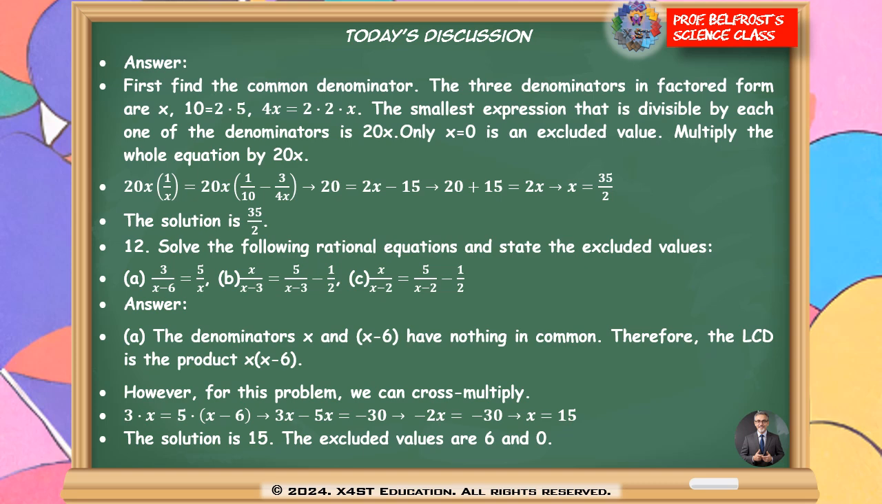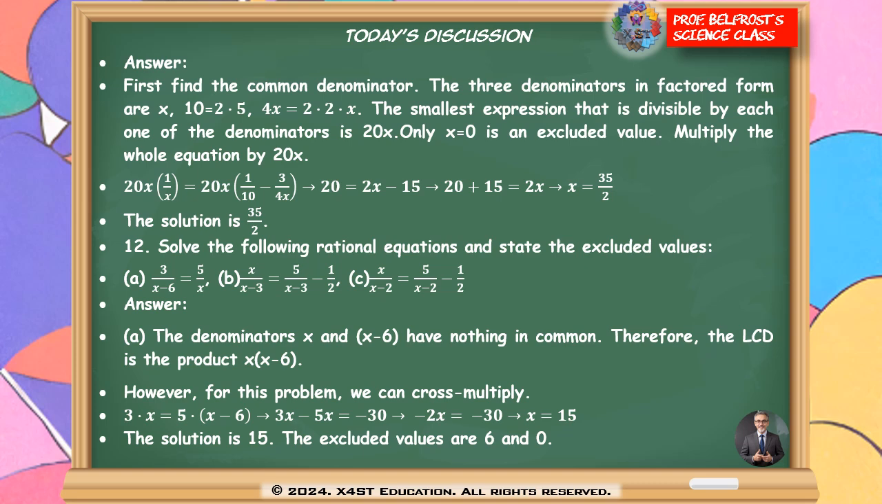So we have a, b, and c. Let's solve one. For the first equation, you see that the denominators are x minus 1 and x minus 6. So the LCD is simply the multiplication of these both. But actually this can be solved much simpler by using cross multiply, and we obtain x equals 50. So the solution is 50.